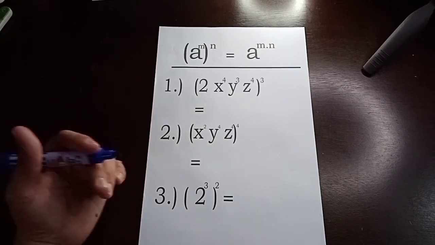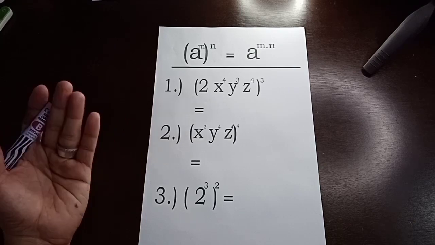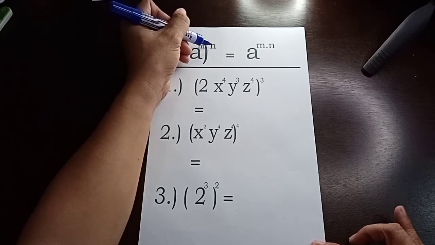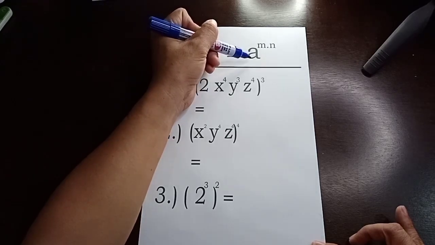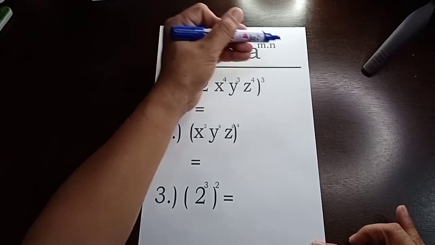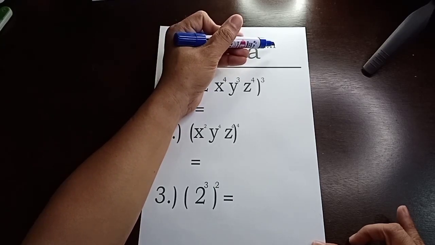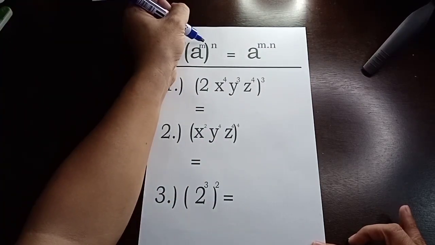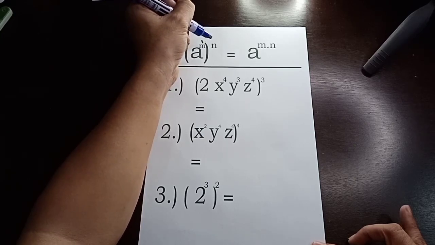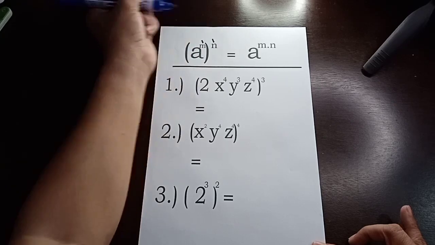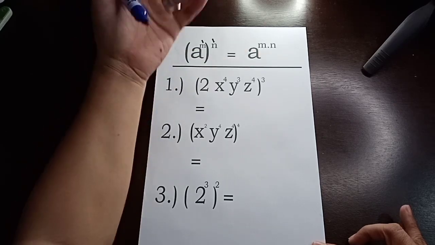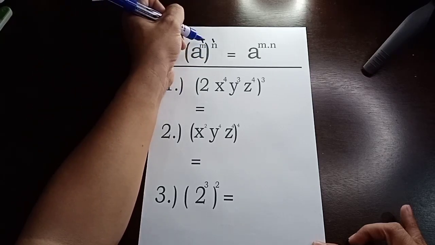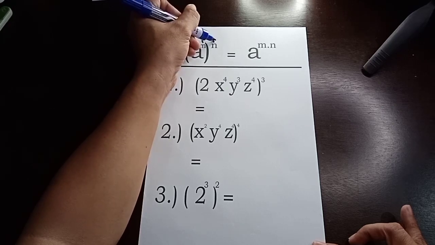The next rule is power rule, or powers to powers. A raised to m, open and close parentheses, raised to n is equal to a raised to the product of m and n, or m times n. Ibig sabihin nito, i-multiply nyo lang yung exponent or power sa labas na exponents. Okay? So, napakadali lang nito. Again, ulitin natin. I-multiply nyo lang yung exponent na nasa loob ng parentheses papunta sa labas ng parentheses.